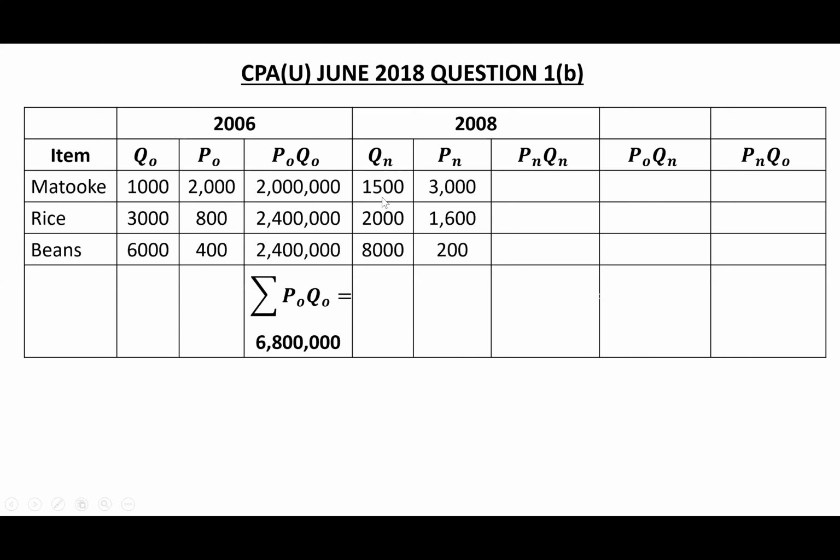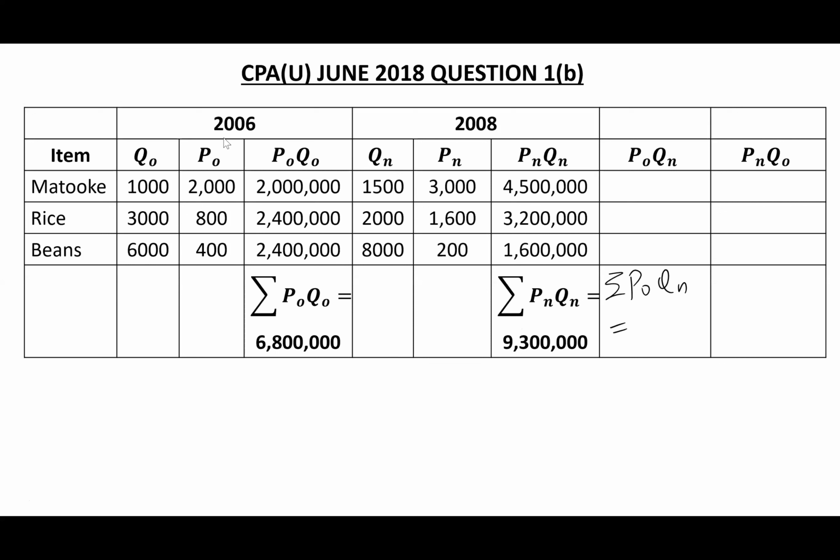That is my QN and PN. So I need from you summation PN QN. Okay, this one we have 7.8.